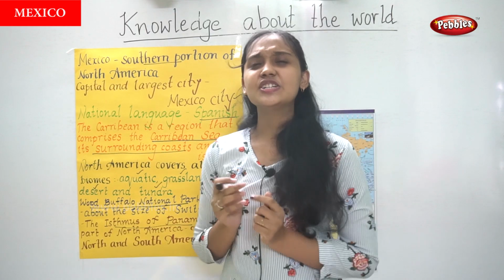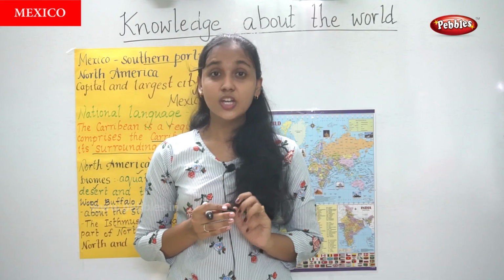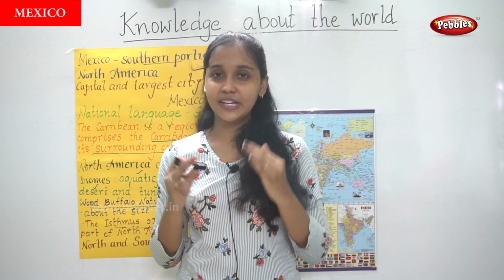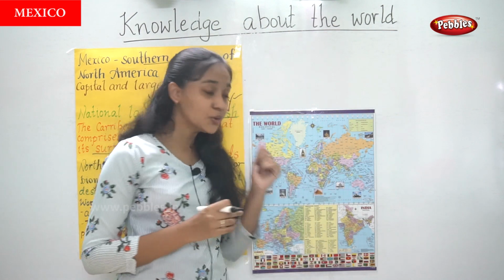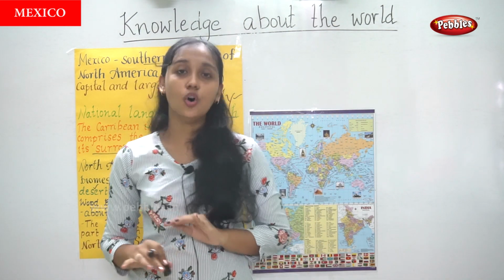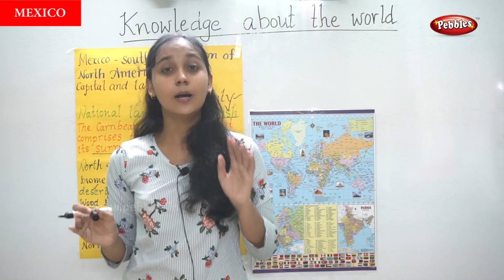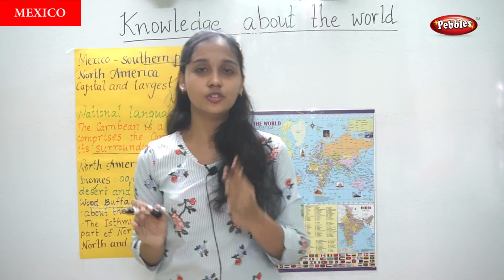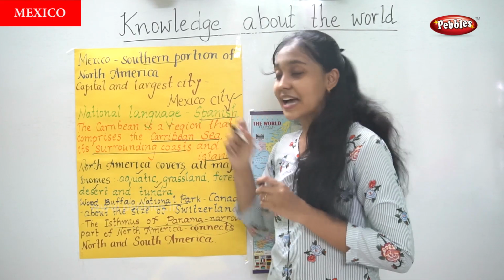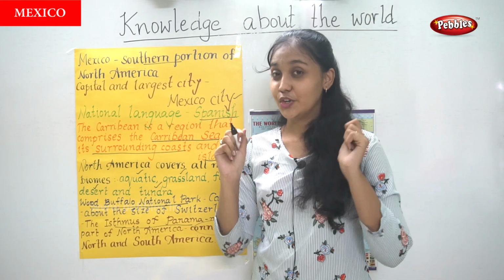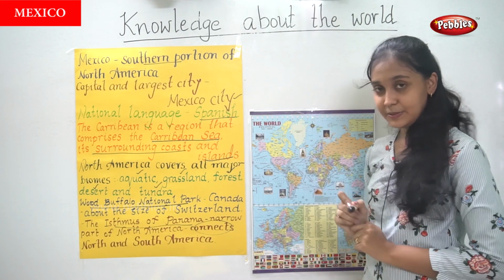So what is the official language of the United States of America? Although most of them speak English, they do not have an official language. So in the United States, there is no official language. Majority of the people speak English, but officially there is no official language. In Mexico, however, the national language is Spanish. Don't forget that.